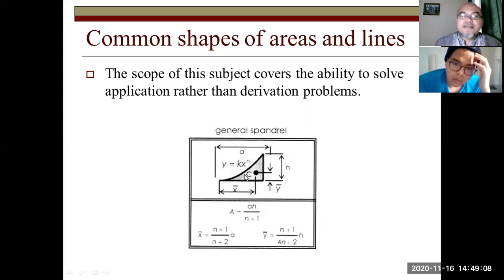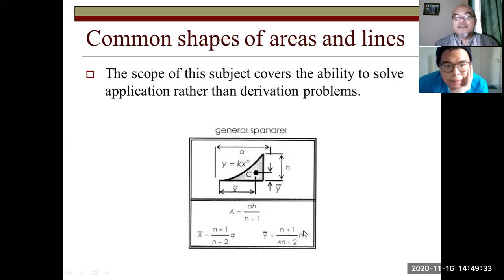A spandrel is when we have a curve y equals k x to the power n. The x-coordinate of the centroid here equals n plus 1 divided by n plus 2 times a, where a is from the center to the right part. And y, the height, equals n plus 1 divided by 4n plus 2 times the height.